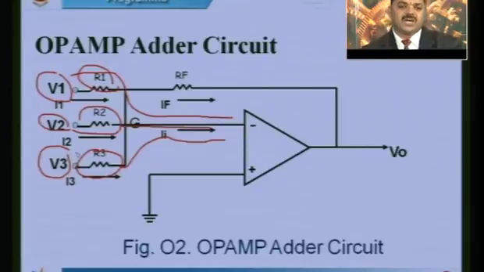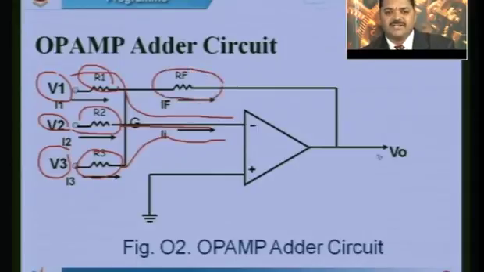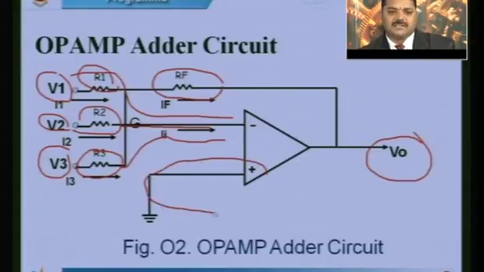So, two or more signals which are to be added are applied to the inverting input terminal of the operational amplifier like this, and there will be a feedback resistor RF, and we take the output at V0. The non-inverting input terminal, that is the positive terminal of the op amp, is grounded. So, this is the op amp adder circuit.